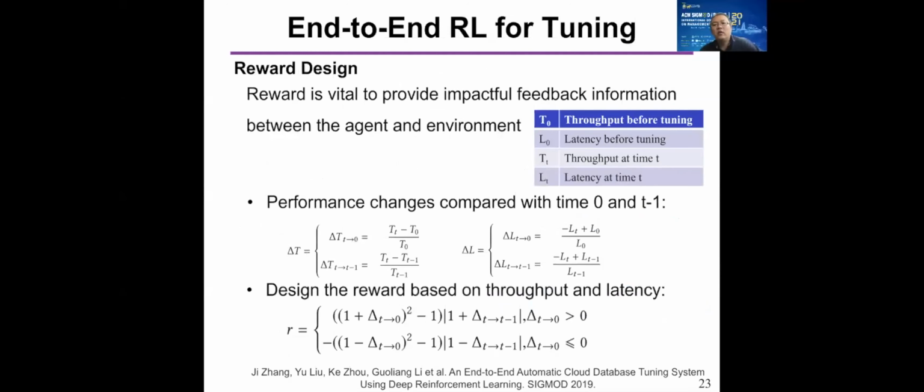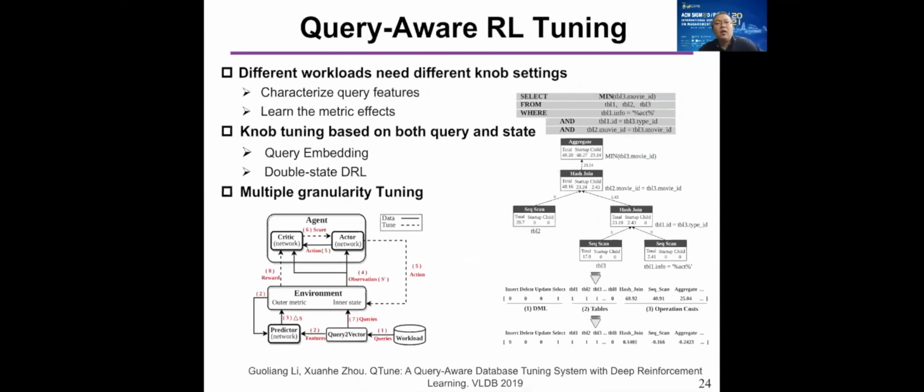The second issue is about the reward. So when we tune the knobs, how to evaluate whether the tuning is good or not. So the reward is important. We need to capture both the long-term reward and short-term reward. So it's very important to design a very good reward function.